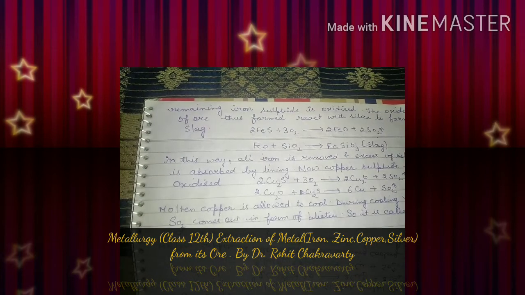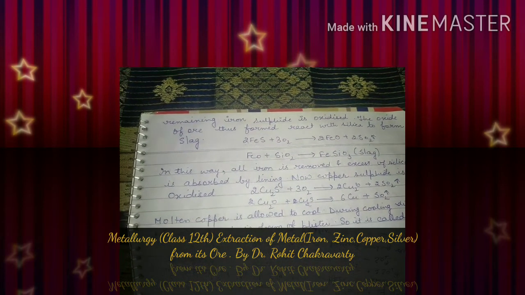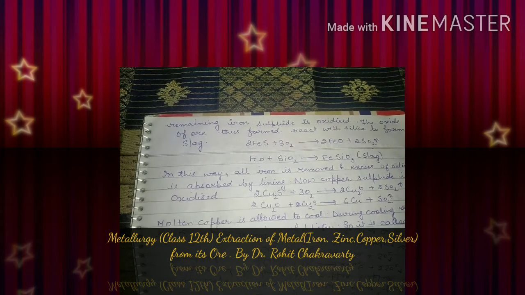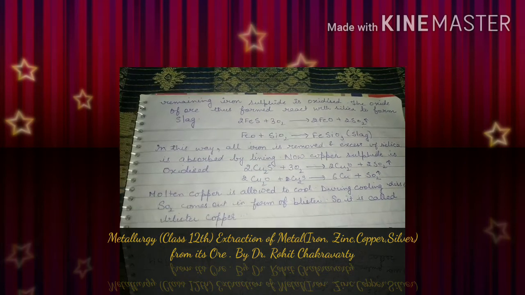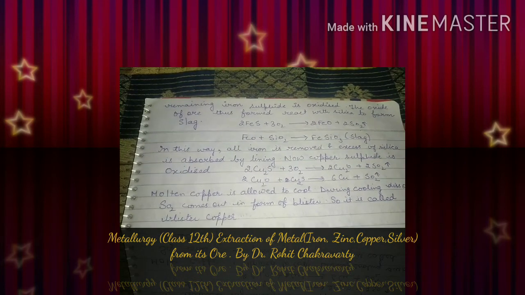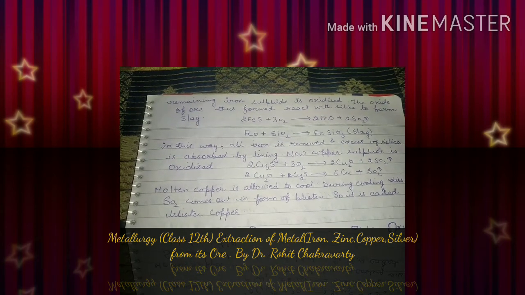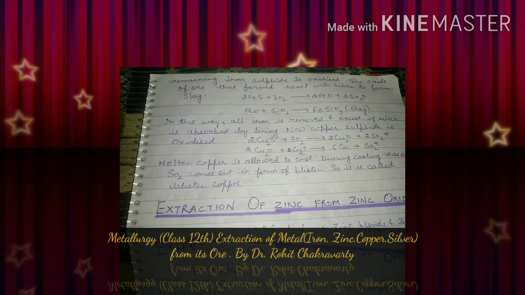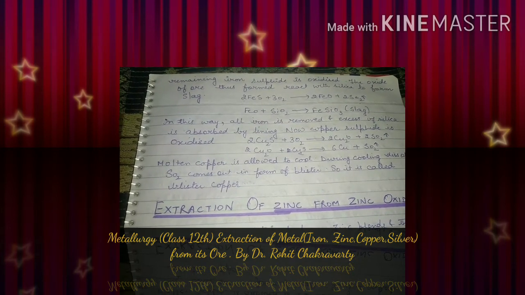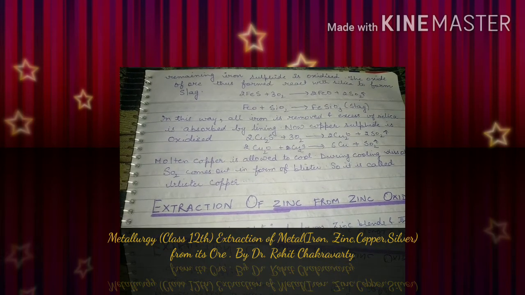The remaining iron sulfide is converted into oxides. So the iron sulfide gets oxidized. The oxides thus formed react with the silica to form slag. So this is the formation of slag, where iron oxide reacts with silicon dioxide, resulting in the formation of iron silicate, FeSiO3. In this way all iron is removed. So all iron impurities in the copper ore get removed and the excess of silica is absorbed by the lining.